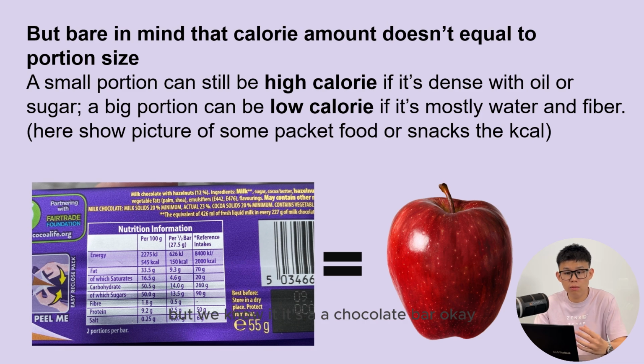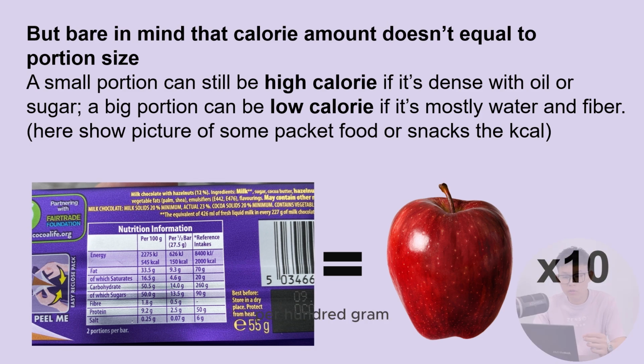It's a chocolate bar. Here you can see the nutrition fact for this chocolate bar: per 100 gram is 545 kcal. Which means that if you take this chocolate bar, it equals almost 10 small apples already. 10 small apples are only 500 to 600 kcal. 10 apples compared to 100 grams of chocolate bar. So do you still think that portion affects calorie to become higher?